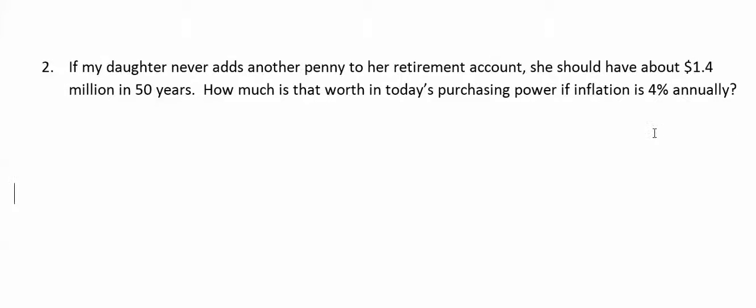So if my daughter never adds another penny to her retirement account, she should have about $1.4 million in 50 years. What I'd like to know is how much is that worth in today's purchasing power if inflation is 4% annually. So today, compared to 50 years from now, today would be the present. 50 years from now would be the future, and I know she would have 1.4 million in the future. So this 1.4 million is a future value.